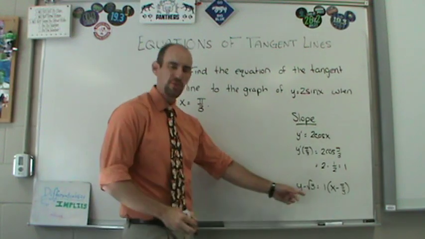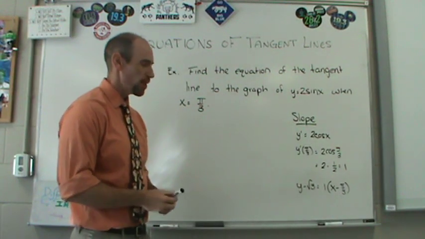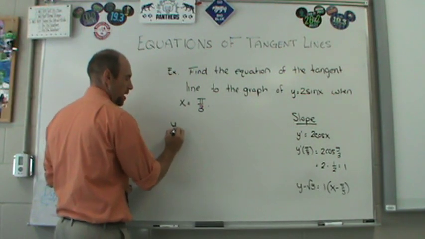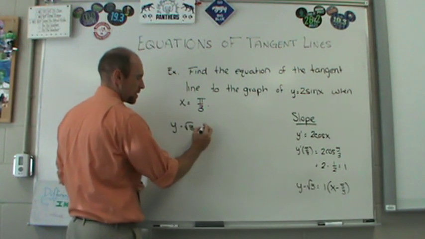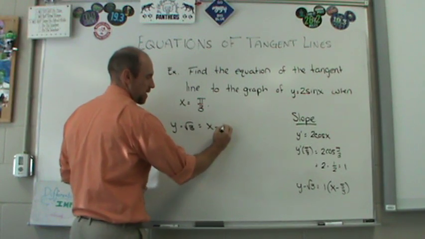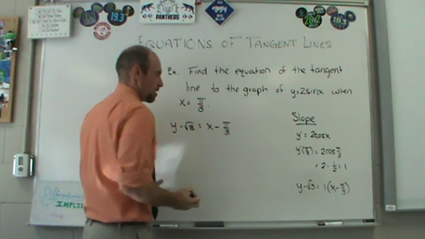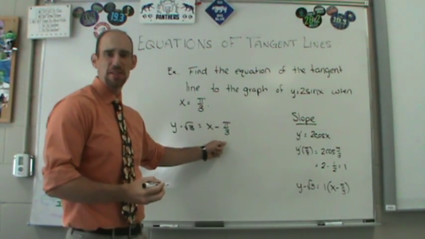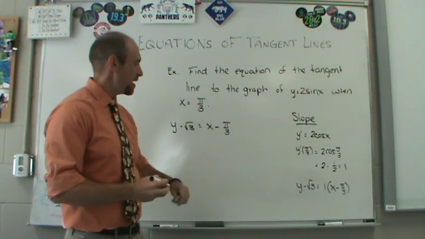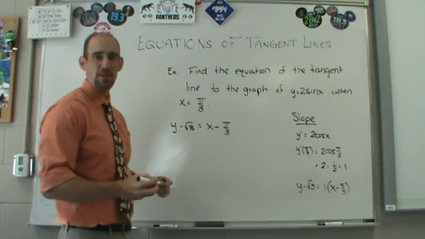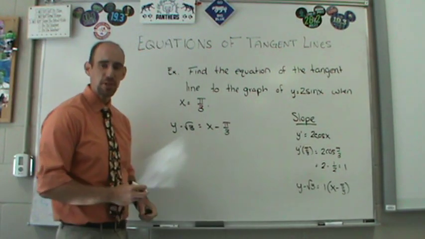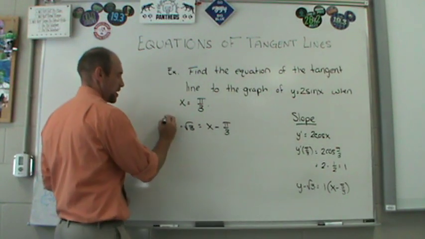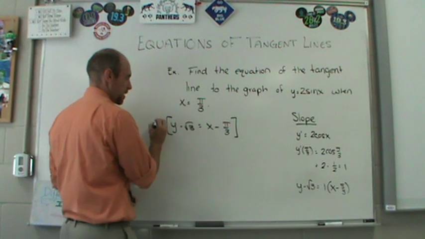For starters, we really don't need the 1 or the parentheses, because even if we distribute it, it's going to be the same thing. So y minus square root of 3 equals x minus pi over 3. One of the main things they're going to do, they don't like fractions as much as you guys don't like fractions. It's really a pain to type fractions in on a test. So they're going to get rid of the fraction. And the way that we get rid of the fraction is multiply this entire equation by 3.